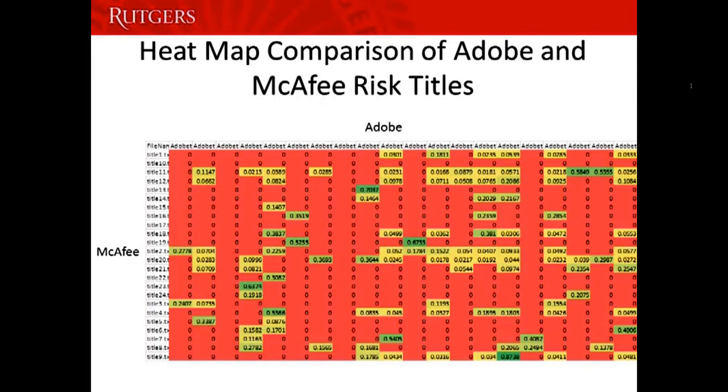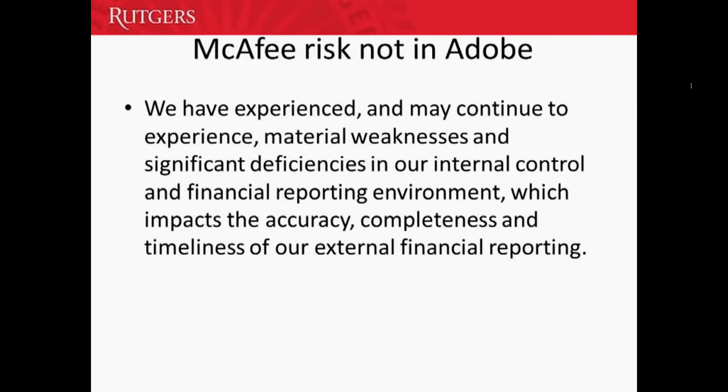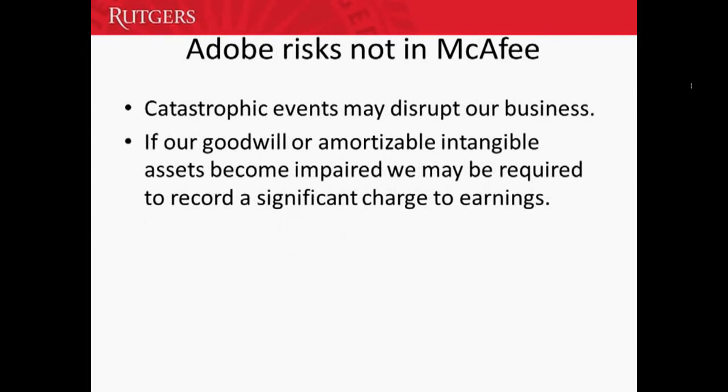So here's a sample of titles with very different words, but this algorithm detected that they were similar in meaning. Okay, first, here's a risk in McAfee that's not in Adobe. We have experienced and may continue to experience material weaknesses and significant deficiencies in our internal control and financial reporting environment. So that's important to know about McAfee. Here are two that are in Adobe but not McAfee. Catastrophic events may disrupt our business, which could be anybody's risk. And if our goodwill or amortizable intangible assets are impaired, we may be required to report a significant charge to earnings. That's an important risk, and it describes Adobe. McAfee doesn't have that.